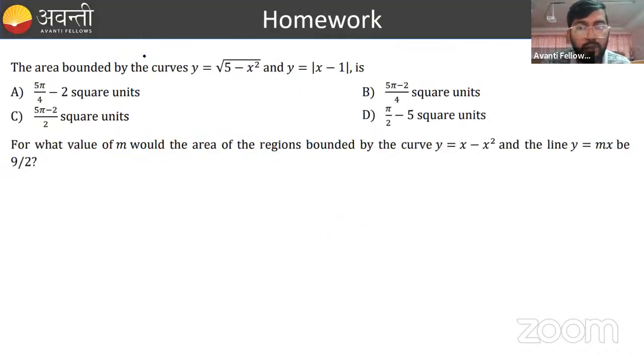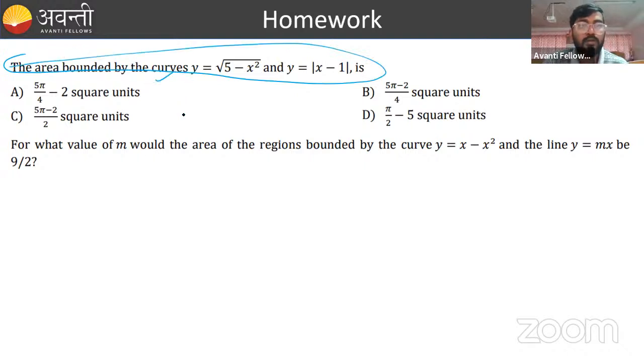I want you guys to note down these two questions, and try them yourself.